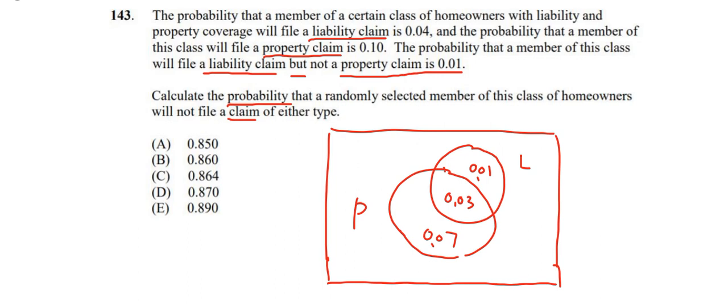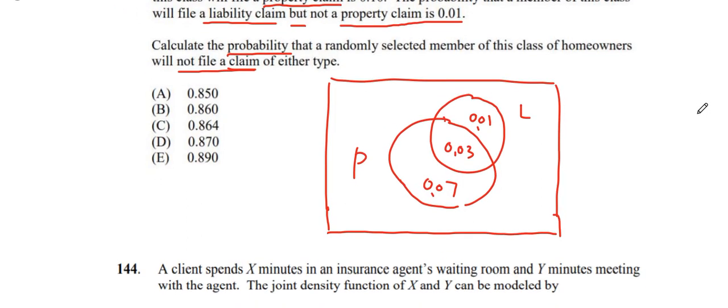So what's the question we want to find? What is the probability we want to find? It is the probability of not filing, so this is just the outside. So this equals 1 minus 0.07 minus 0.03 minus 0.01, right? So this is the other side.